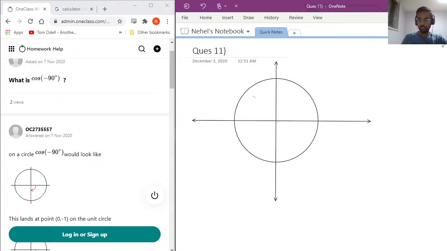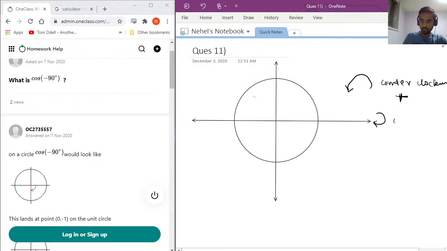On this unit circle, if we are going in the counterclockwise direction, which is this direction, we have the positive angle. However, if we're going in the clockwise direction, the angle is actually negative. So what negative 90 means is we're starting from here, but we're going in the clockwise direction till we get to the 90-degree mark. So this would be the representation of what negative 90 is.